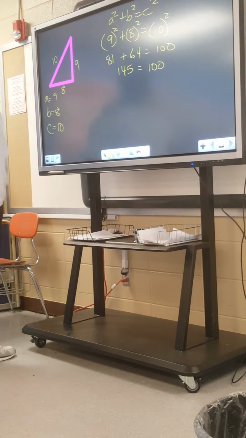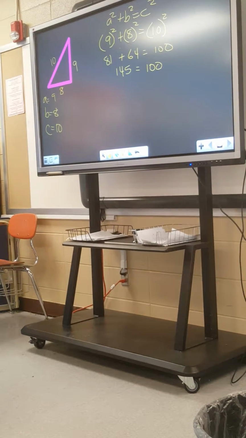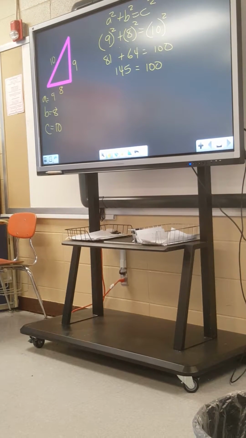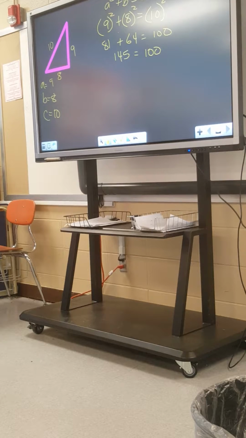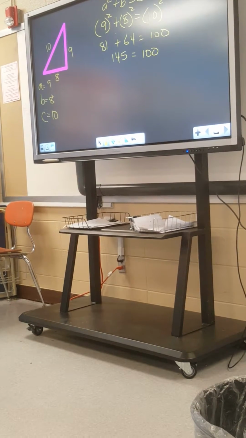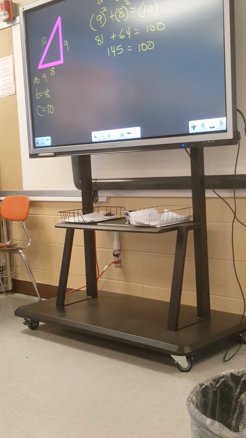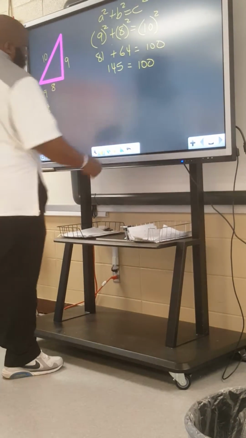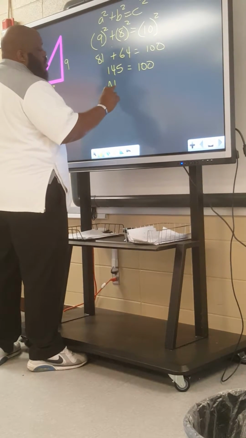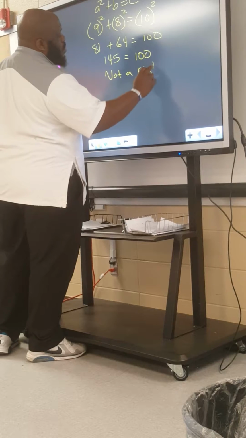So here's my question. What is this information telling me? Why is it not a right triangle? Because they don't equal. Both sides don't equal, right? One side is bigger than the other. Well, if that's the case, then what kind of triangle is this? It's not a right triangle.